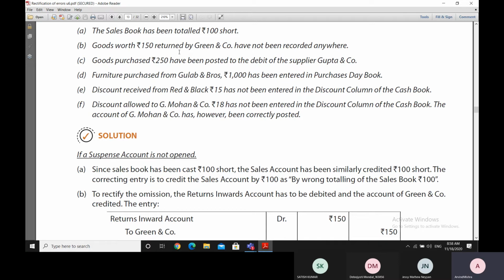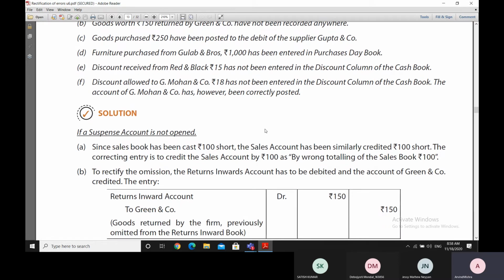The goods worth rupees 150, which were returned by Green and Company, have not been recorded anywhere. The goods were worth 150 rupees, which were returned by Green and Company, which is therefore a return inward or sales return, which was omitted to be recorded. Since it was omitted to be recorded, it will need to be recorded now, and the return inward account or sales return account will be debited, and Green and Company would be credited for this amount.